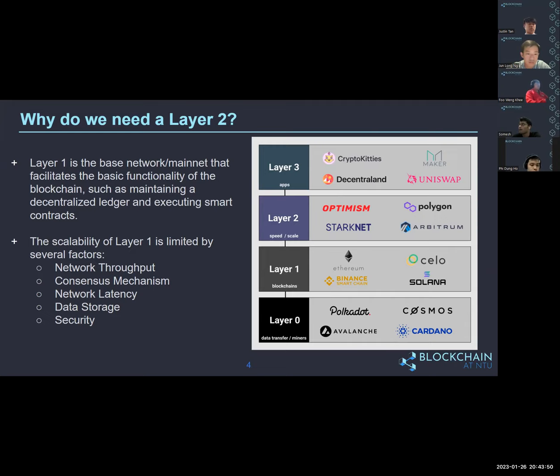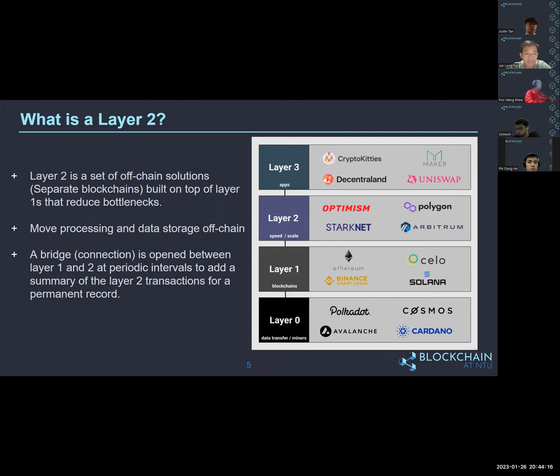Due to these limitations, layer one of a blockchain is often not considered sufficiently scalable to handle the high volumes of transactions required by decentralized applications and other blockchain-based projects. So layer two solutions like state channels, plasma, and sidechains have been developed to help solve these scalability issues. So what are layer twos? Layer twos are a set of off-chain solutions or a separate blockchain built on top of the existing layer one. The purpose of a layer two is to help eliminate bottlenecks through scaling and data.